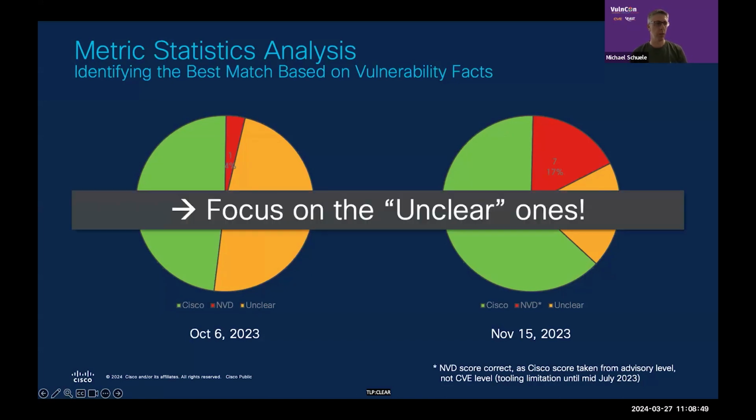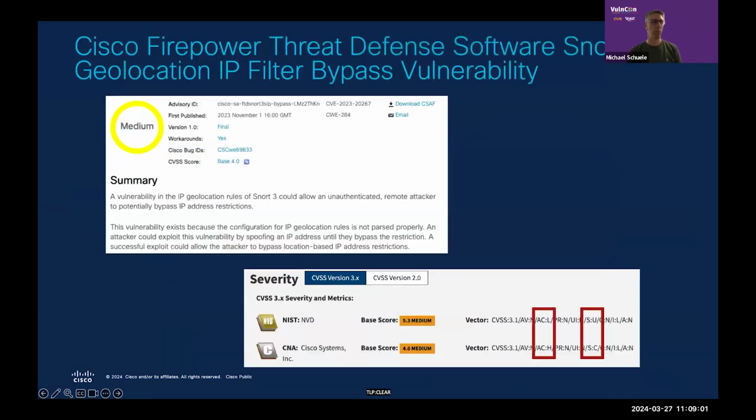So what we want to focus on is all the unclear ones. And I think that the best way to look into that further is to give you an example. This example basically showed many of the problems that we later identified. It was a vulnerability in Cisco's Firepower Threat Defense software, more specifically its Snort 3 engine, and within the Snort 3 engine, the geolocation IP filter component, and it basically allowed that IP filter to be bypassed.